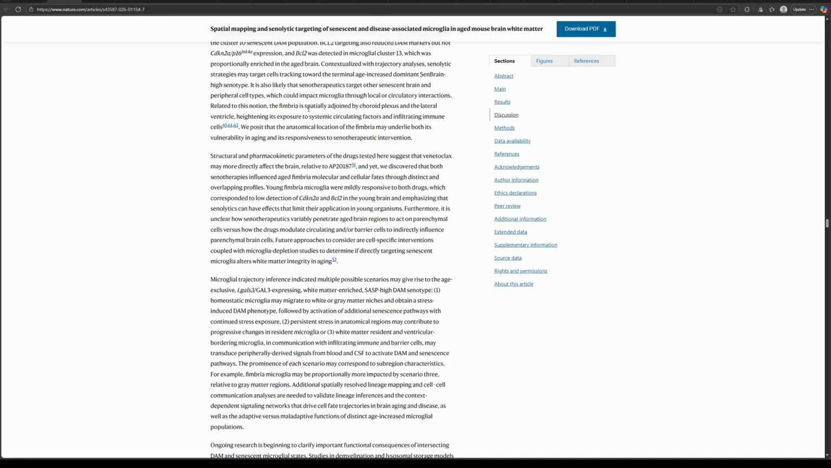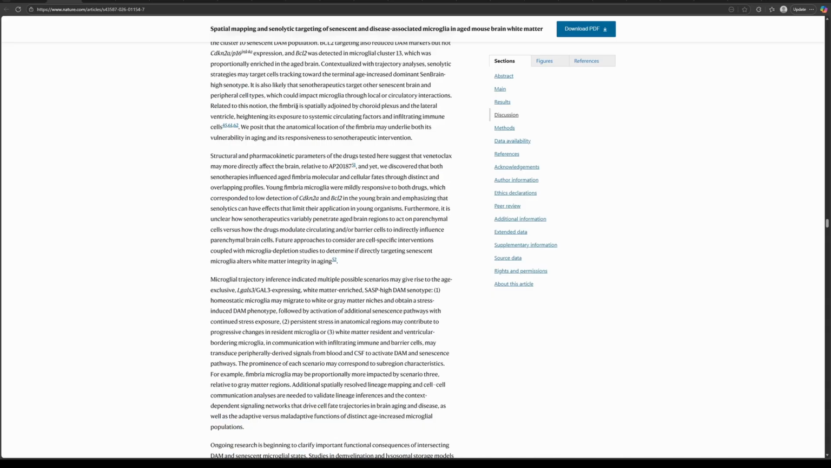What is this notion? The fimbria is spatially adjoined by choroid plexus in the lateral ventricle, heightening its exposure to circulating factors that infiltrate immune cells. Okay. So they're saying these senolytic strategies would be capable of targeting these age-increased phenotypes in the microglia and other cell fates, and it is likely that it would target other cell types.